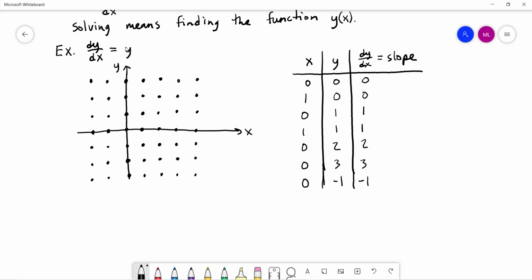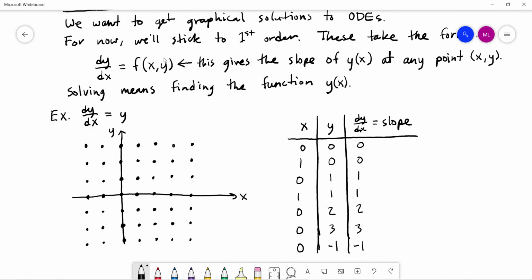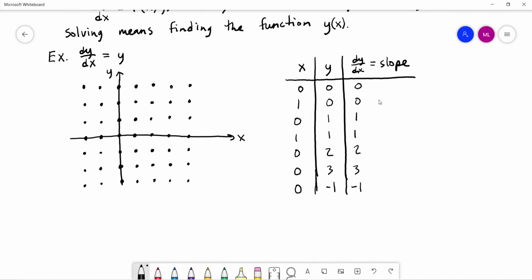If this was a more complicated function, we would plug in the corresponding x and y values into our f(x, y) and write down the evaluated function value f(x, y) into this column here. Okay, so now that I know the slope at these points, I want to go draw basically a little line segment with that slope at each of these corresponding points.